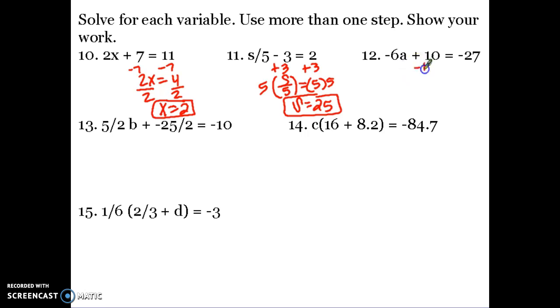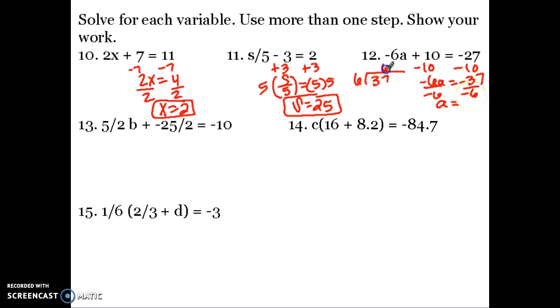Negative 6a plus 10 equals negative 27. I'm going to subtract 10 from both sides. Negative 6a equals negative 37. Divide by negative 6. A negative divided by negative is a positive.